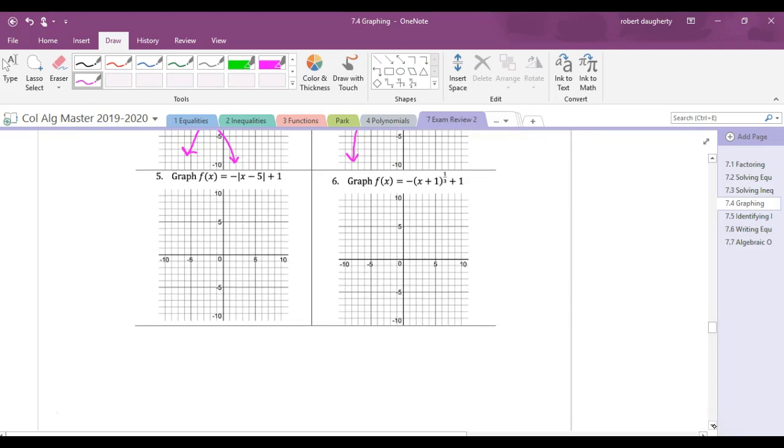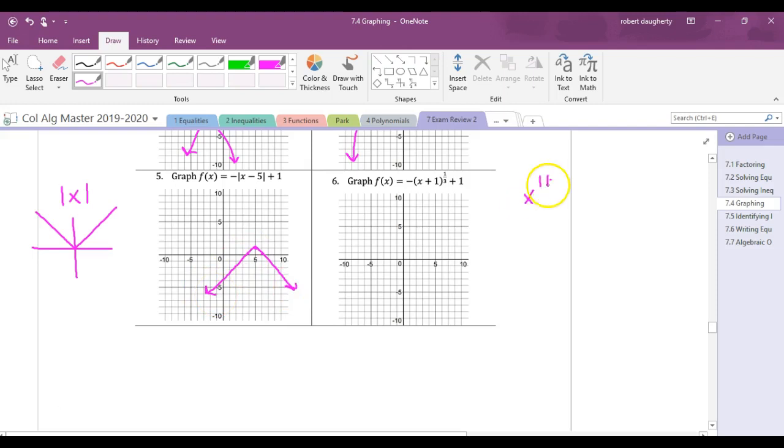Negative absolute value of (x minus 5), plus 1. Remember the absolute value of x, that's the one that just looks like the V. So what's happened? I've been reflected. I have moved 5 to the right and up 1. So 5 to the right and up 1, but reflected about the x-axis. That means my graph looks like this.